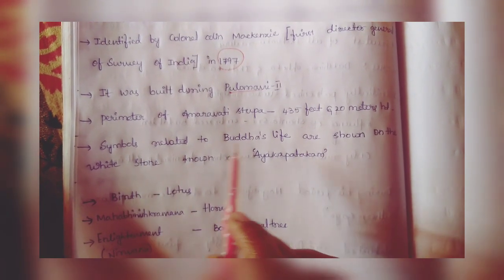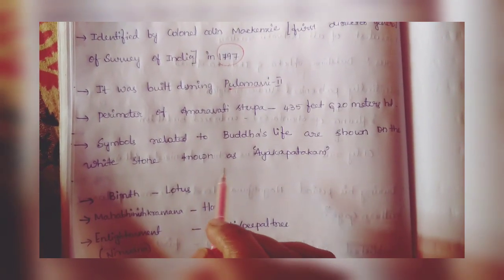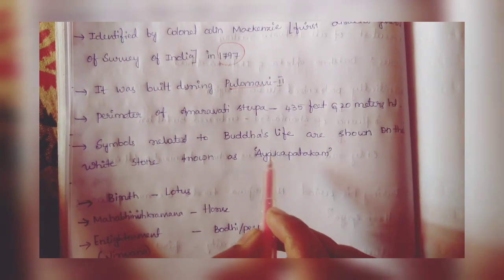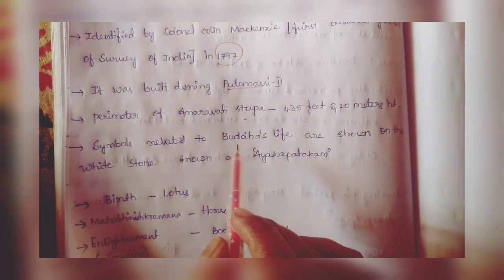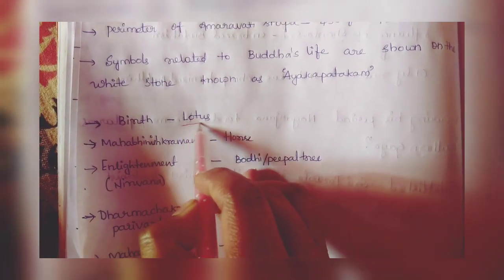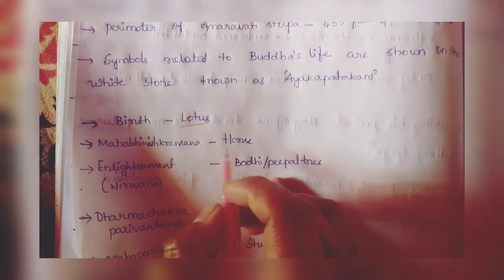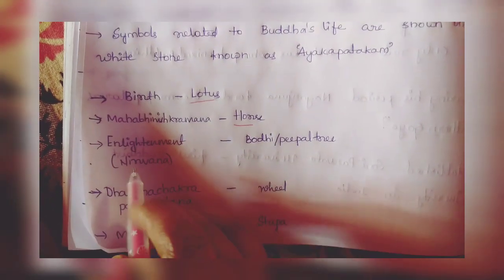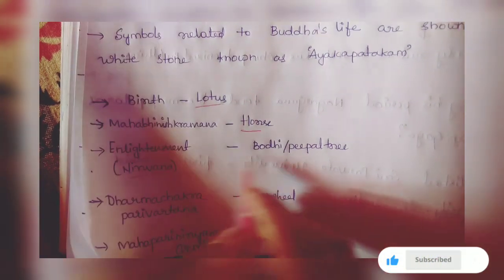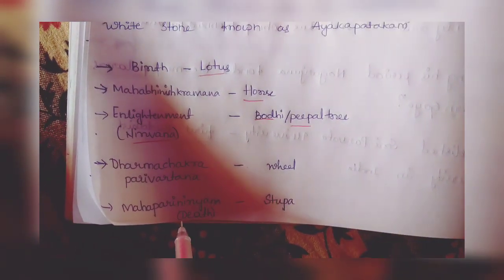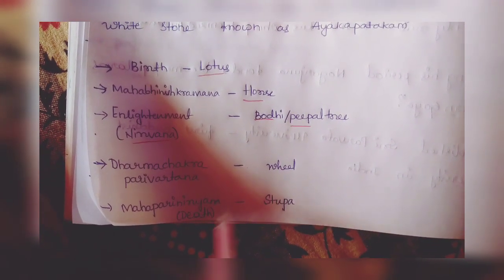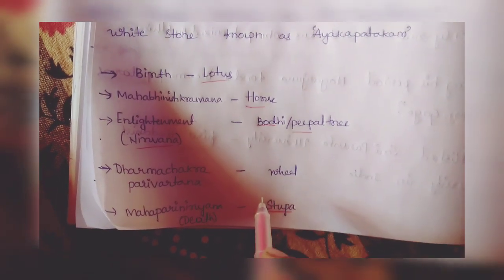The symbols related to Buddha's life are shown on the white stone known as Ayaka Patakam. On Ayaka Patakam, Buddha's life was shown. What are the important events of Buddha's life? Birth, which was symbolized by a lotus; the Mahabhinishkramana, symbolized by a horse; the enlightenment, also known as Nirvana, symbolized by the Bodhi or peepal tree; next, Dharmachakra Parivartana, symbolized by a wheel; and Mahaparinirvana, which is known as death, symbolized by a Stupa.